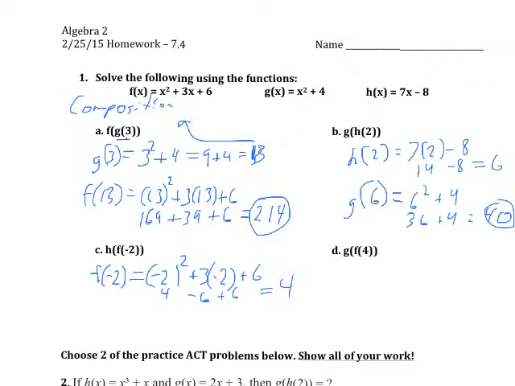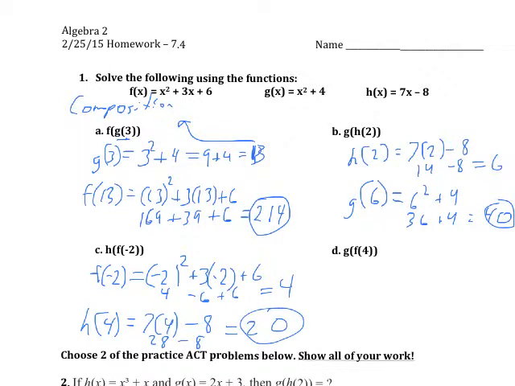So now I'm going to h the 4. I'm going to put the 4 into the h function. And let's see, that would be 7 times 4 minus 8. That's 28 minus 8. Final answer, 20.